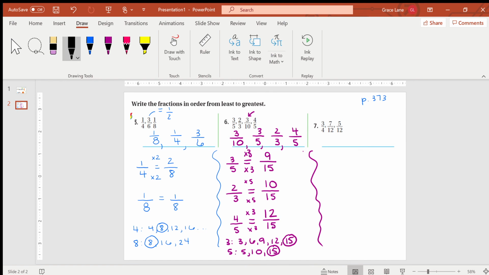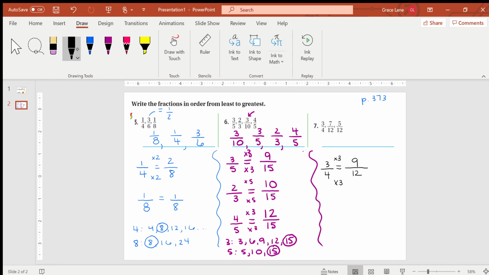This one, you might notice that 7/12 and 5/12 both have a common denominator already, they're 12ths. And so you might see that you could turn 3/4 into a denominator with 12ths, because 12 is a multiple of 4. You could do times 3 to the numerator and the denominator, and you would get 9/12.